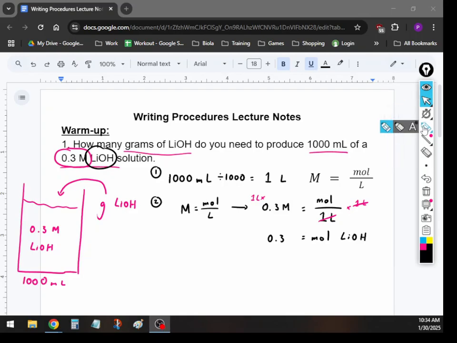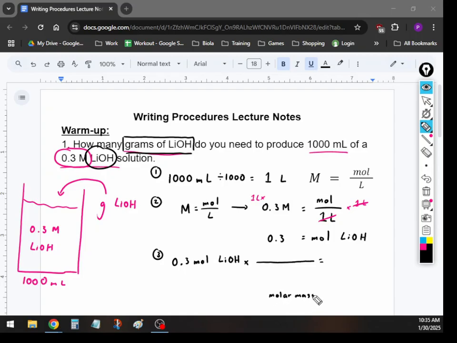All right, for the last step, step 3, we are going to take the number that we got from step 2. So we're going to write down 0.3 moles of LiOH. And we are going to set up a fraction in order to convert it into what we are looking for. We're looking for grams of LiOH. So we are going to set up a fraction to turn this into grams of LiOH. And to do that, we're going to need to use the molar mass.